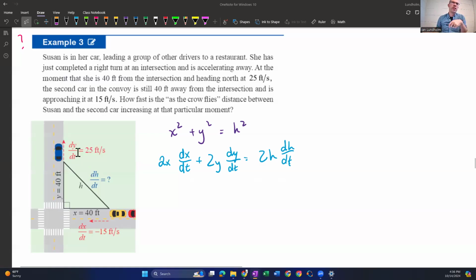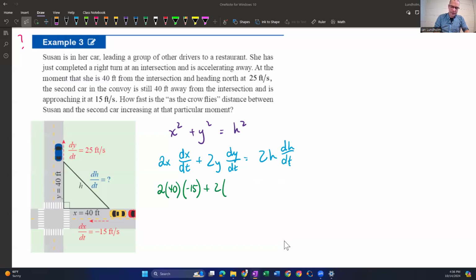However, when we look at the rates of change, since this one is increasing, making this length bigger, we're going to give that a positive. Since this one's getting smaller, we're going to give that a negative. That makes sense, hopefully. So let's go ahead and fill in the numbers. x here is 40, dx/dt is shrinking. That side of the triangle is shrinking. So we're going to do negative 15 feet per second as a number that we throw in there.